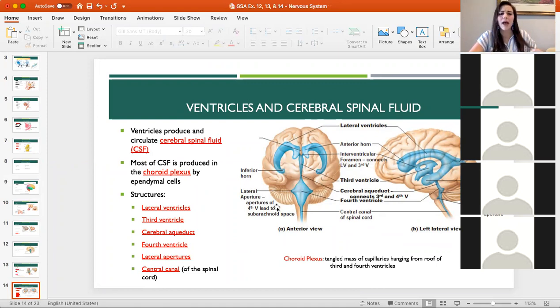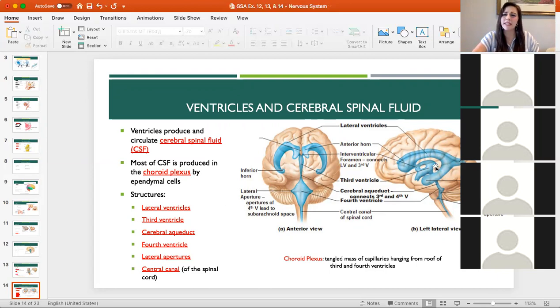I'm not going to go over all of them individually, but basically all of our ventricles, all of these different structures, they're all working together, they're all connected, and we have cerebral spinal fluid that's going to be produced within them and circulated throughout. So most of our cerebral spinal fluid is going to be made by our ependymal cells. So remember, central nervous system, ependymal cells make cerebral spinal fluid, and they're going to be in the choroid plexus.